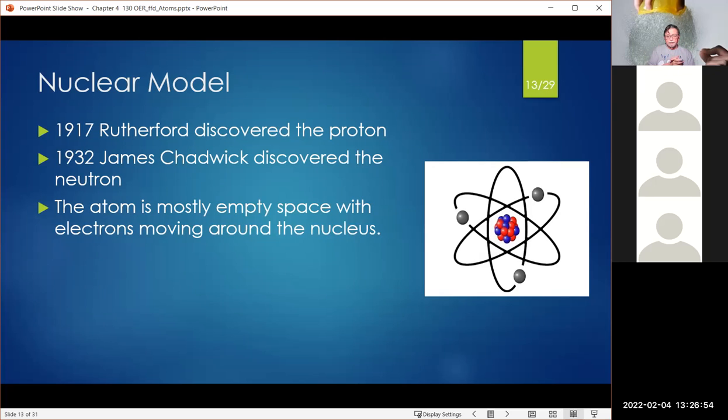Nuclear fission, okay, atomic bombs. This is the breaking up of atoms, and we've all seen pictures of atomic bombs and how devastating they can be with respect to the force. So there's a lot of energy in these atoms.